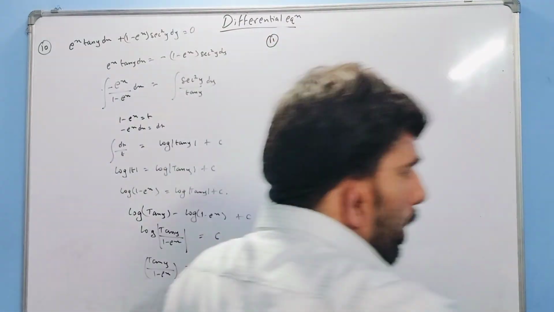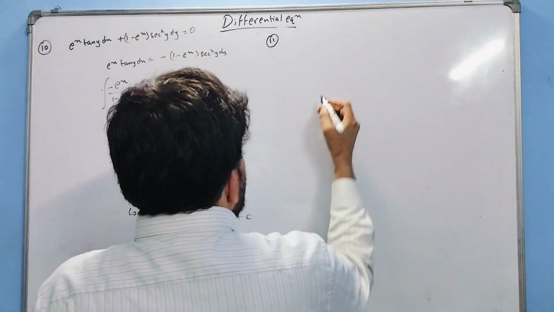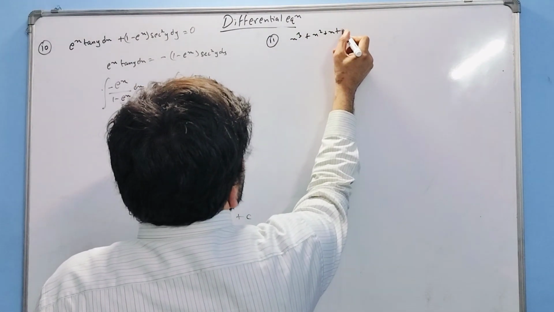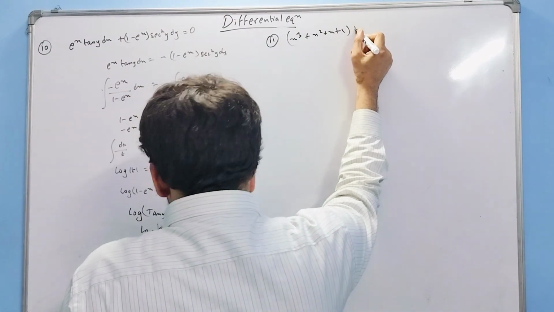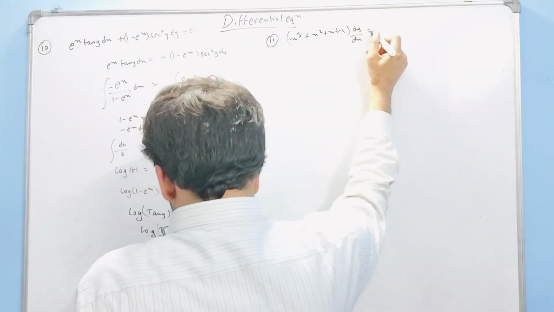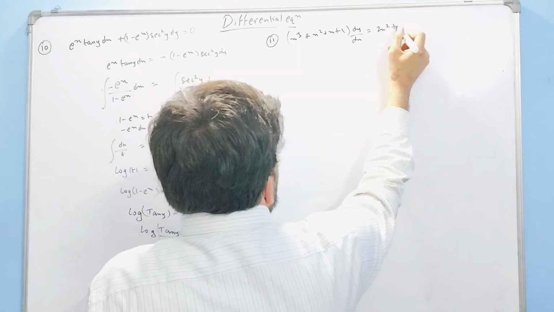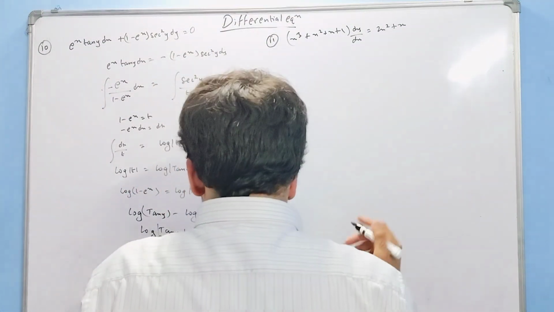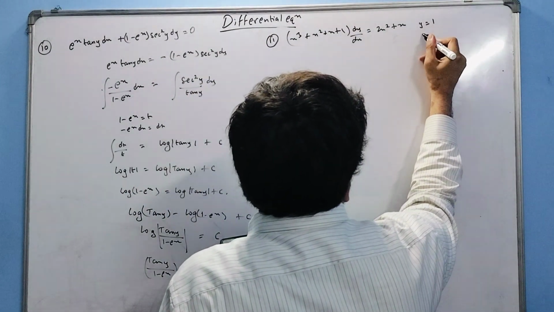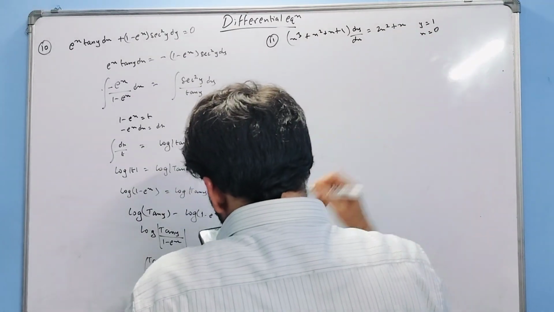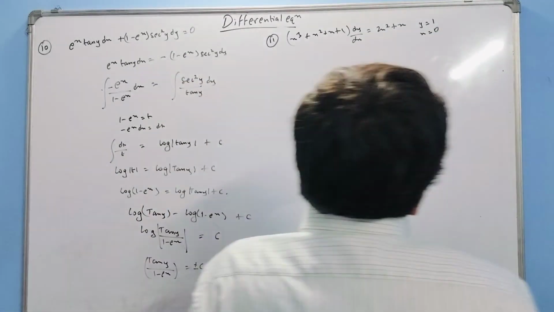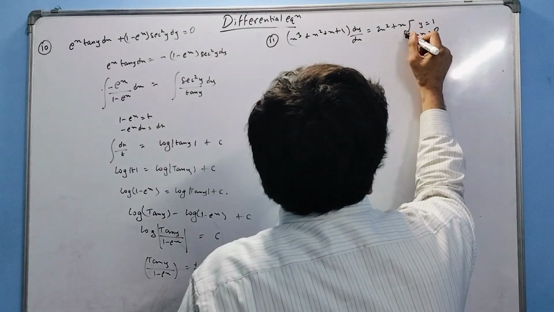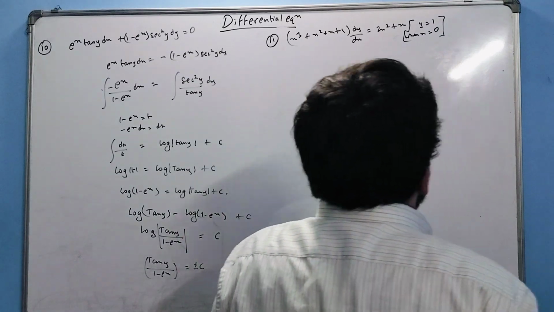Now we have the question, that is (x cube plus x square plus x plus 1) dy upon dx is equal to 2x square plus x. This is the given differential equation. We need to find the general solution, plus they have also given some condition, that is y is equal to 1 when x is equal to 0. Okay, so now let us try to solve such kind of questions.